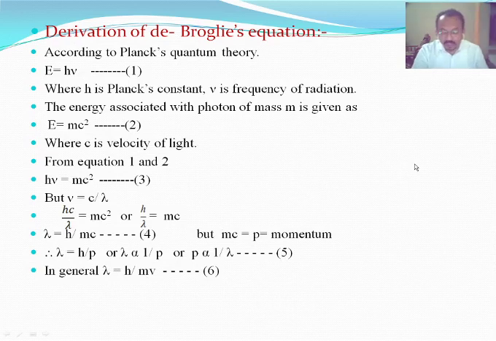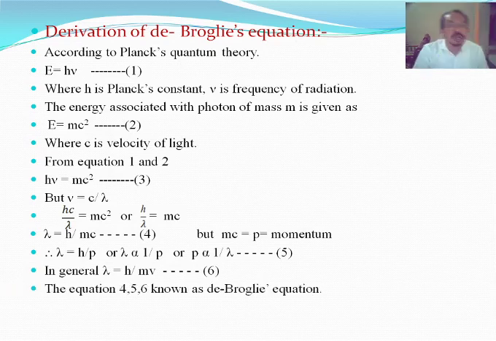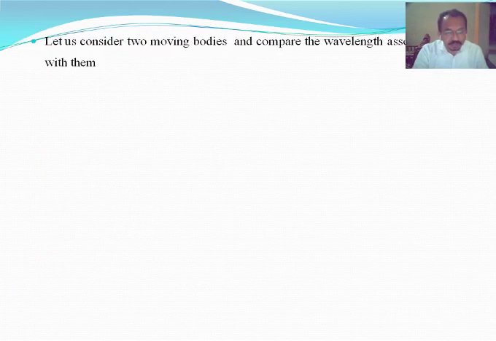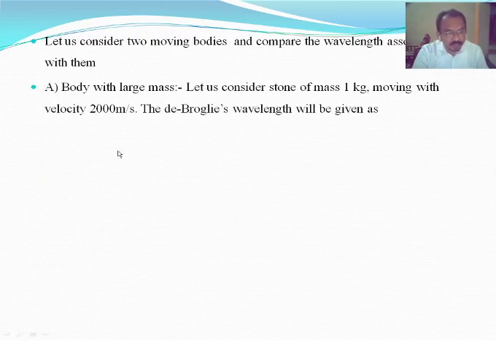Now this de-Broglie's equation can be applied to any material of any mass. This can be studied with the help of two examples. Let a body have a large mass. Let us consider a stone of 1 kg moving with velocity 2000 meter per second. The de-Broglie's wavelength will be given as lambda is equal to h upon m into v. h is the Planck constant, m is the mass, 1 kg, v is the velocity, 2000 meter per second.